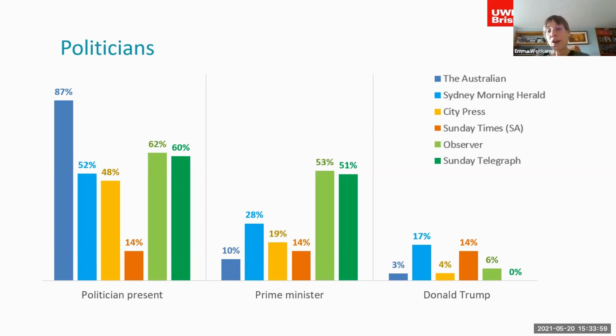We also just noticed and thought it would be interesting to analyse the presence of Donald Trump. He doesn't appear in the Sunday Telegraph, but he appears in all other papers at least once in relation to COVID-19. I think he appears in all papers in relation to the US elections. But I think it's just interesting that the Sydney Morning Herald just seemed to have a bit of a thing for Donald Trump, as did the Sunday Times of South Africa, but a bit less in the UK.